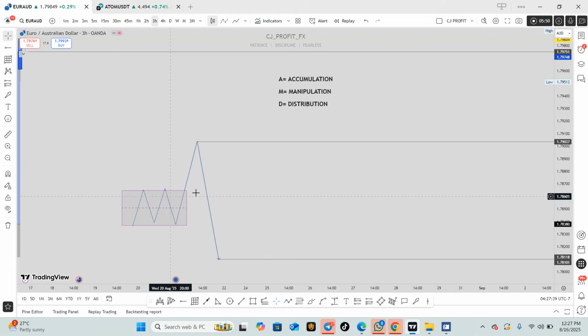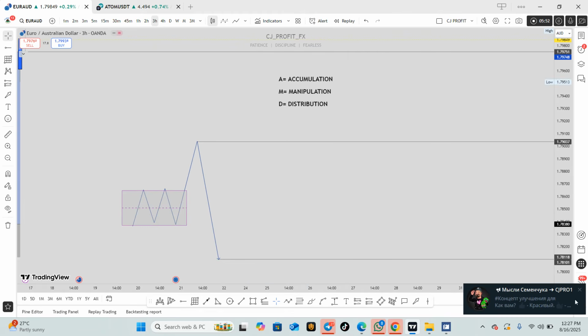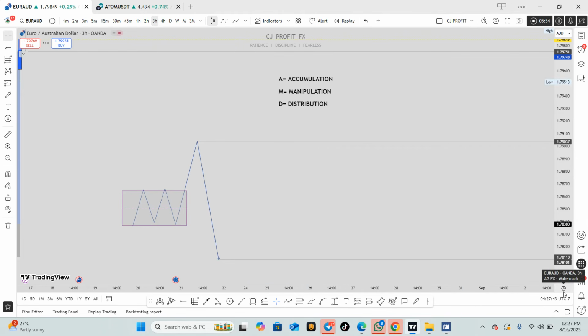So once you have the structure like this, AMD strategy have formed, and that's as simple as ABCD. Remember, the first one is the accumulation phase. This area is the manipulation, and this is the distribution. Now let me give an arrow. This is our manipulation, and this is our distribution.